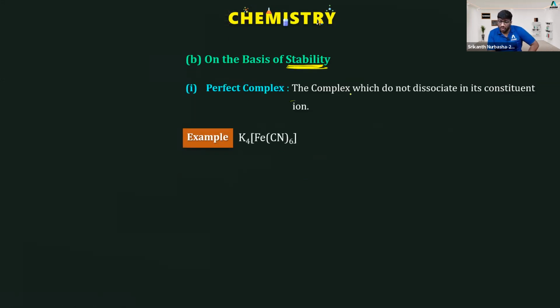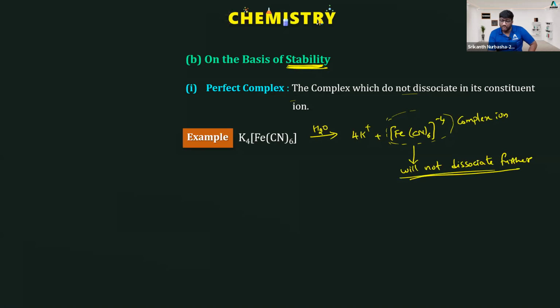Perfect complex means what? The complex which does not dissociate into constituent ions, like K4[Fe(CN)6]. If you add this to water, what is going to happen? You get 4K+ and [Fe(CN)6]4-. So this is your complex ion. Yes or no? [Fe(CN)6]4- is the complex ion, so it is not further dissociating. K4[Fe(CN)6] dissociates to give K+ and [Fe(CN)6]4-, but it will not dissociate further. Since it will not dissociate further, it stands by the original definition of complex. So the complex which does not dissociate into constituent ions is said to be a perfect complex.